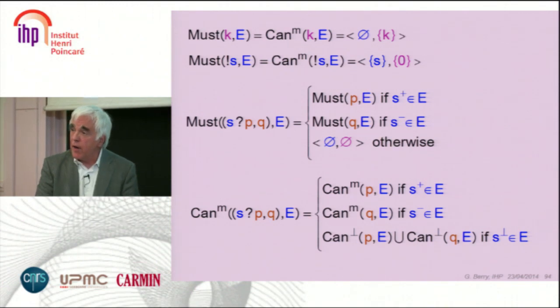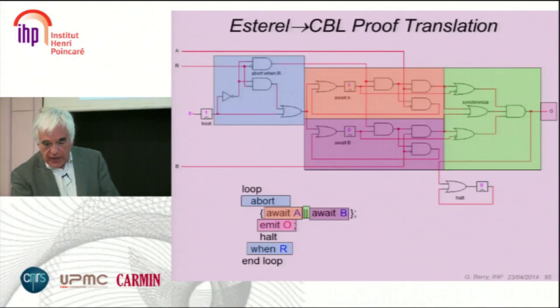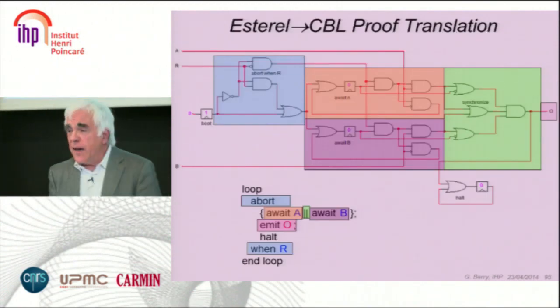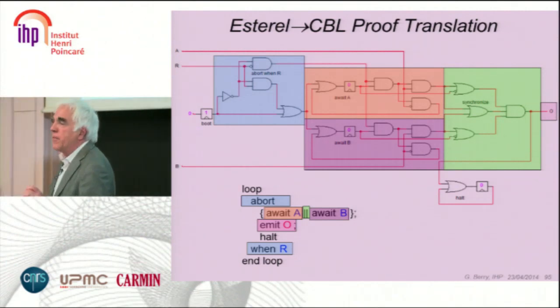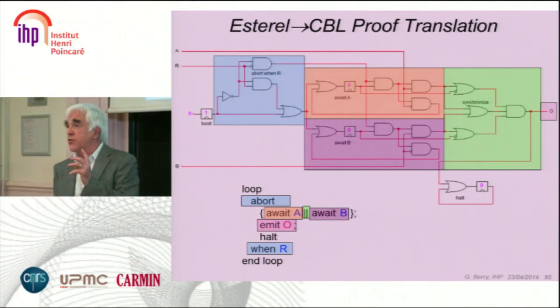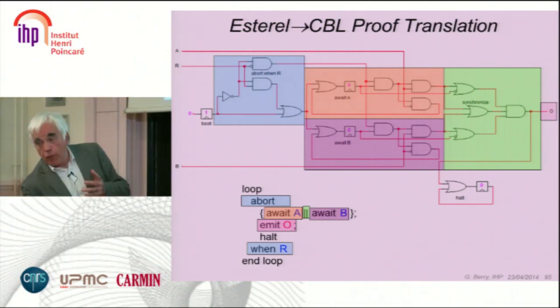The rules look like that. I mean, if you are used to static analysis of programs, you have no choice about the rule. It doesn't matter. What is very important is that the semantics, must and cannot, is reflected in the circuit, exactly reflected in the circuit, and in the following way.